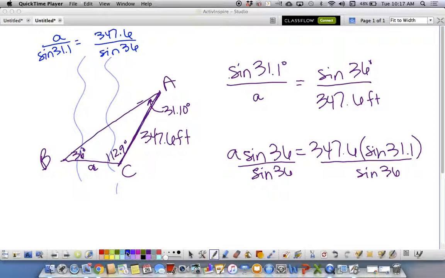Three? Really? 112.9 has 3 sig figs. 347.6 has 3 sig figs. There are both 4, and then even 31.10, that's 4. You said them so fast, I thought... They've been written on the board for 5 minutes.